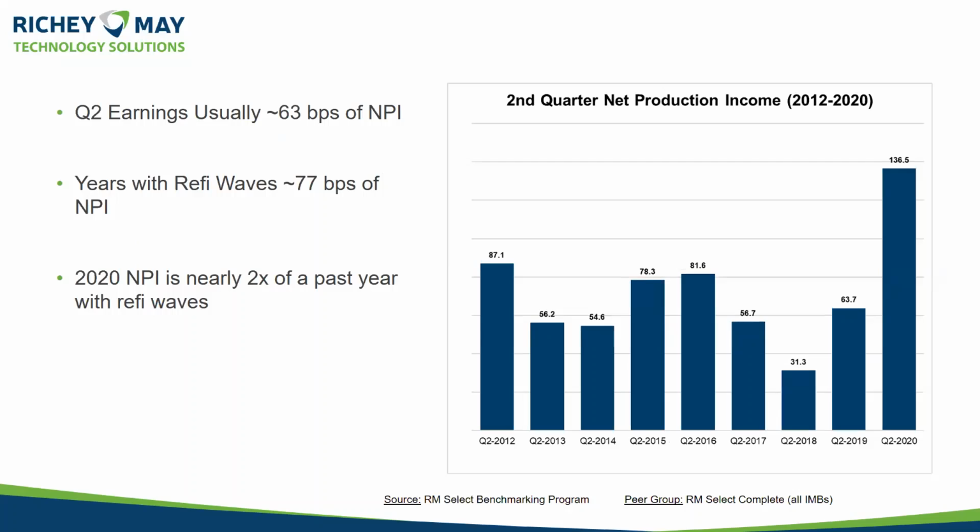Here's just a different look at net production income. This is going to look at Q2 of 2020 compared to past Q2s. The business seems to be very seasonal, and so we can see what that looks like.